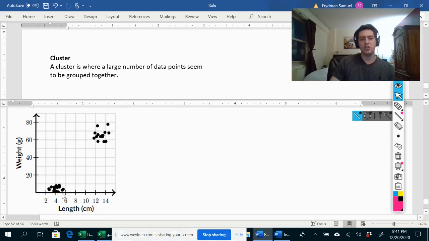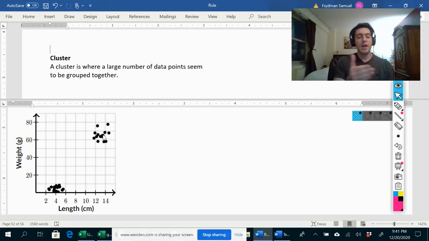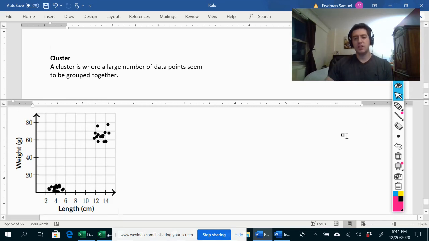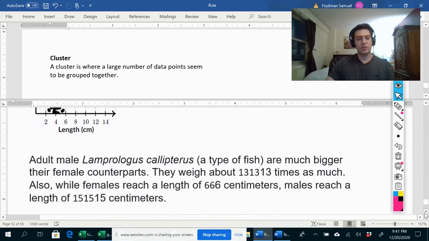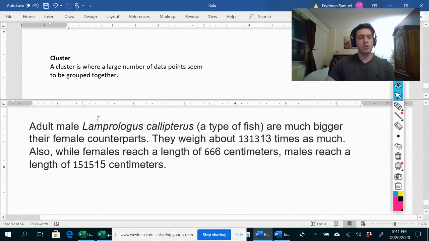So I have two clusters over here. Here's one cluster, here's another cluster where all those data seem to be grouped together. And if I see something like this, I might be wondering why I'm getting data like this. What's going on? And here's an explanation of what's going on in this example. So what is this specific fish? This is again from Khan Academy.